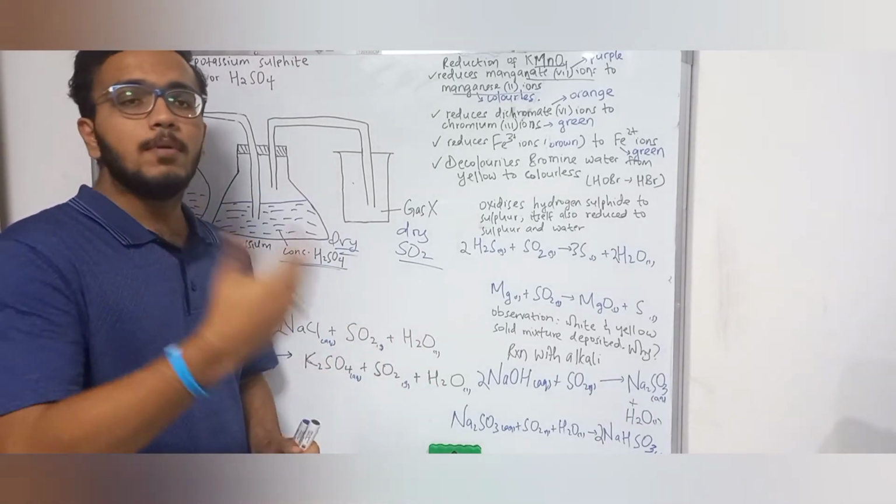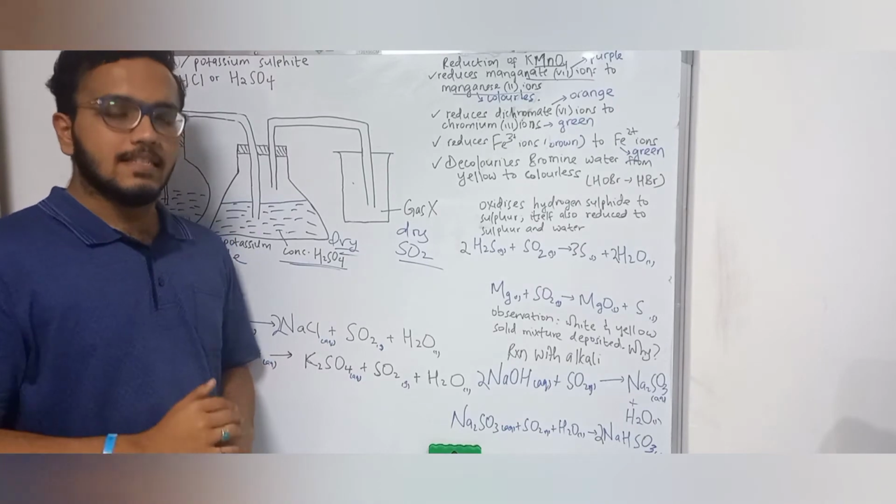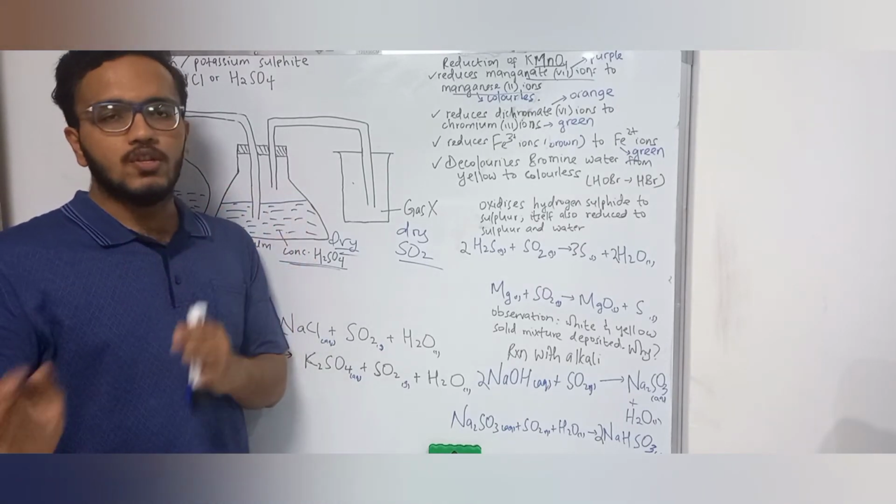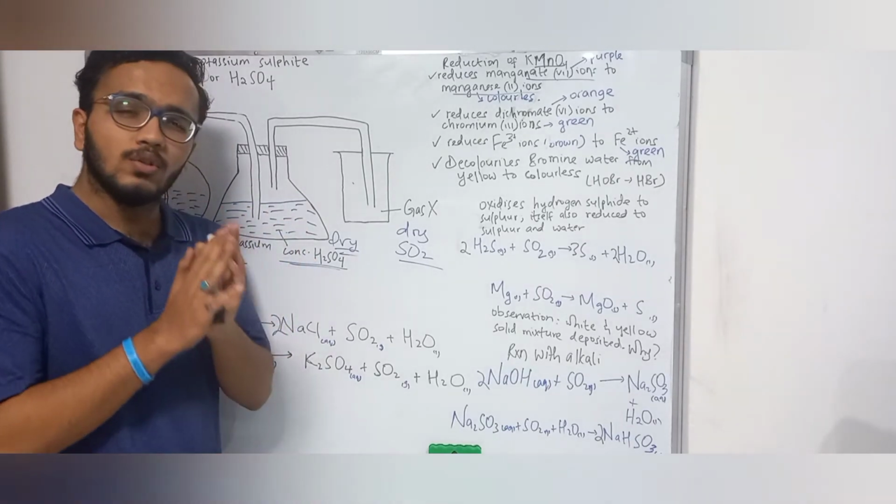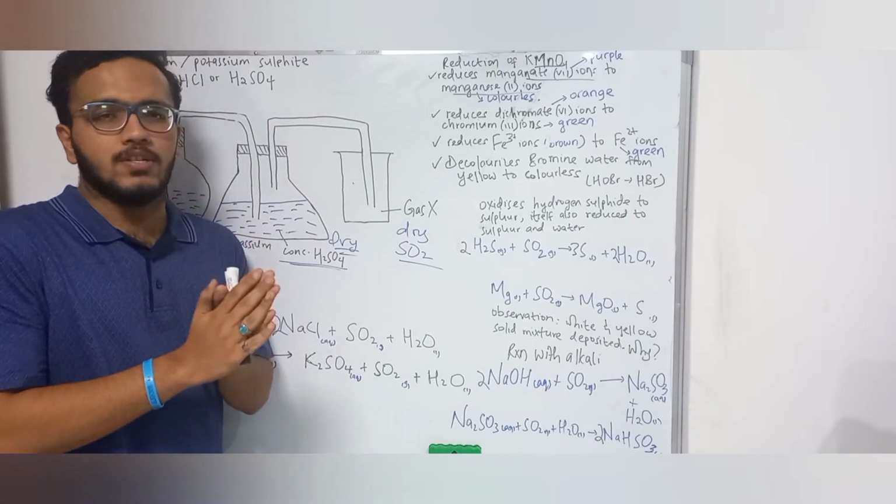colorless. Now the same applies for potassium dichromate 6. Why does it change from orange to green? What is responsible for the orange color?